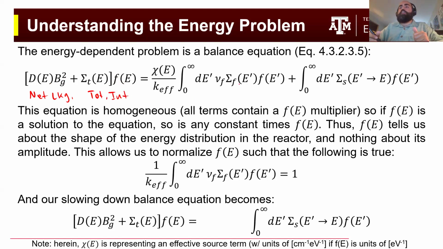Obviously, this integral that has nu f sigma f and the fission spectrum, that's going to be relating to our fission production. And then the scattering term, the term that's telling us about neutrons scattering from some energy E prime into our energy E, this is our in-scattering term. So notice this energy dependent problem is a balance equation where we've got losses on the left side and gains on the right.